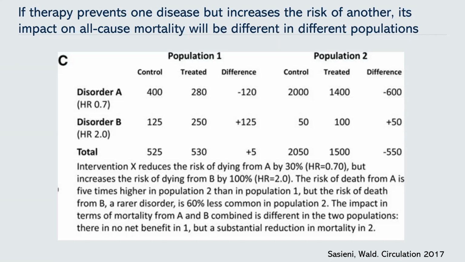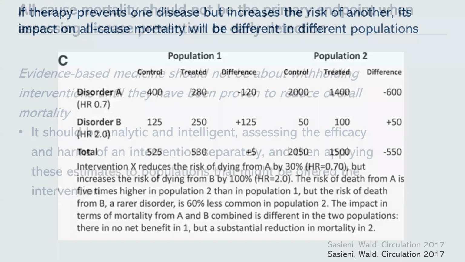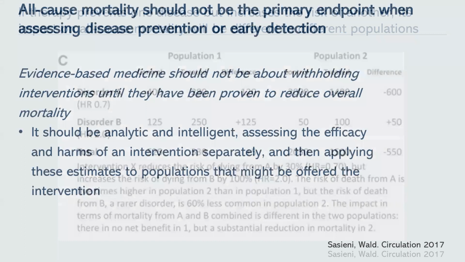And if you did your study in population 2, which is in fact more likely, you would have found that overall there's a reduction in all-cause mortality, and you might think you can use that in population 1 too. And actually that would be a big mistake, because you would have missed that you're also causing a slight increase in disorder B, and when disorder B is more common, that would be fatal.